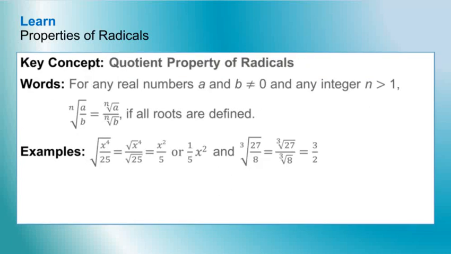The quotient property of radicals states that for any real numbers a and b, where b cannot equal 0, and any integer greater than 1, if you have a fraction as the radicand, you can still separate the radicals in the numerator and denominator and simplify it. So the square root of x to the fourth divided by the square root of 25 can be rewritten this way, and then simplified, which will give you x squared divided by 5. Or you can write it as 1/5 x squared.